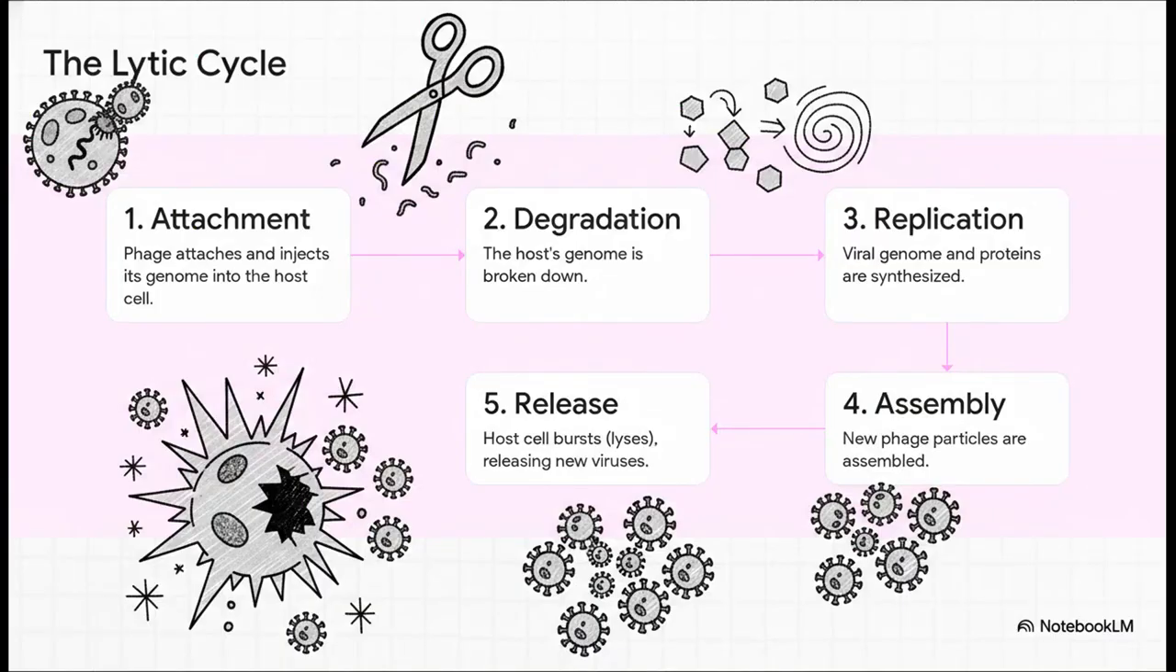This is the fast, aggressive, get in and get out approach. The phage lands on the host, injects its genome, and boom, the hijack is on. It immediately starts breaking down the host's own DNA and tells the cell, nope, you work for me now. The cell becomes a factory, replicating the phage's genome and building all the new virus parts. Once everything's assembled, the grand finale. The cell bursts open, it lyses, releasing a whole new army of viruses.